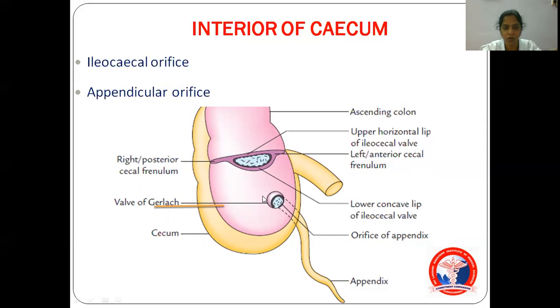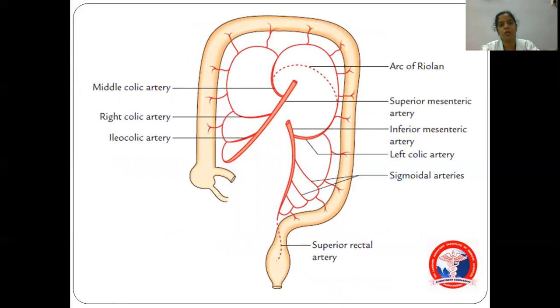The next opening, a small round opening you can see, is called the appendicular orifice. Here the appendix communicates with the cecum through this appendicular orifice. It is round or circular. This appendicular orifice is also called the valve of Gerlach. So this is the appendicular orifice or valve of Gerlach. These are the features we can see inside the cecum. Inside the cecum you can see two orifices: one is the ileocecal orifice, another one is the appendicular orifice.